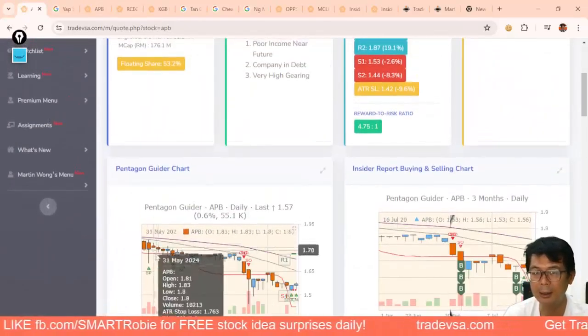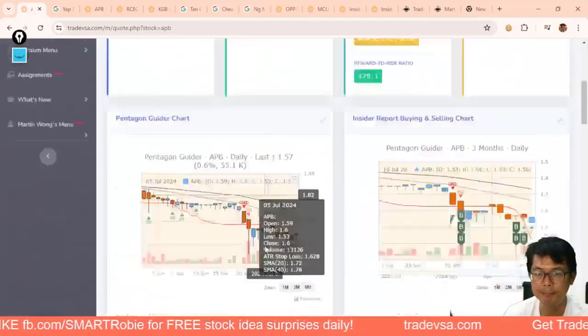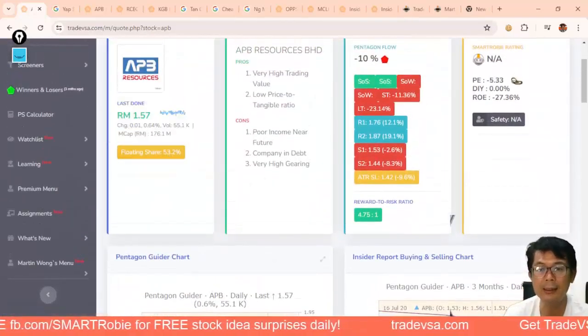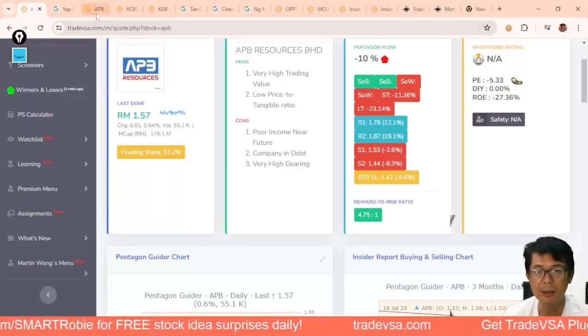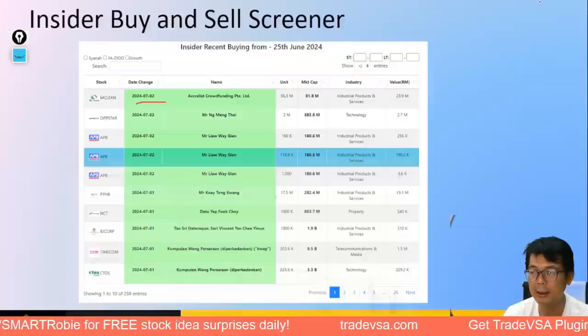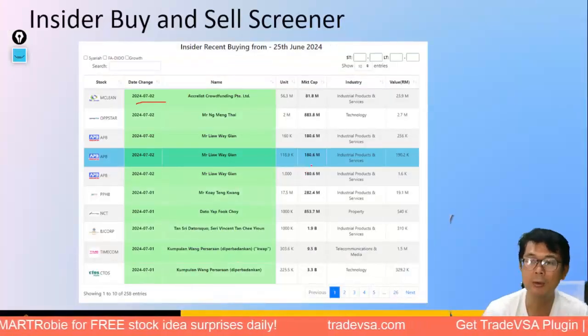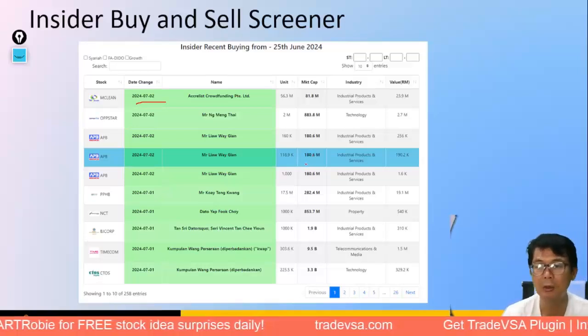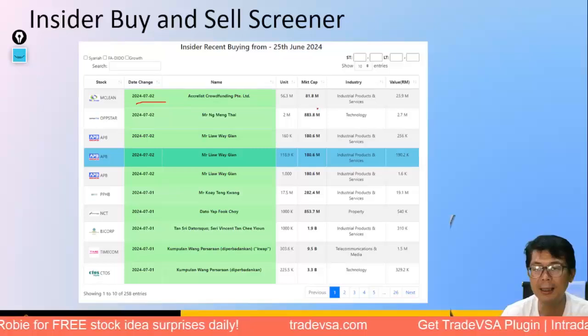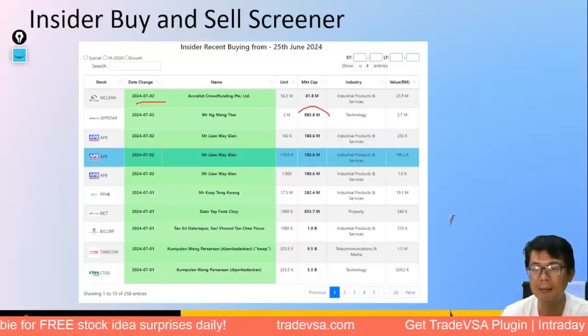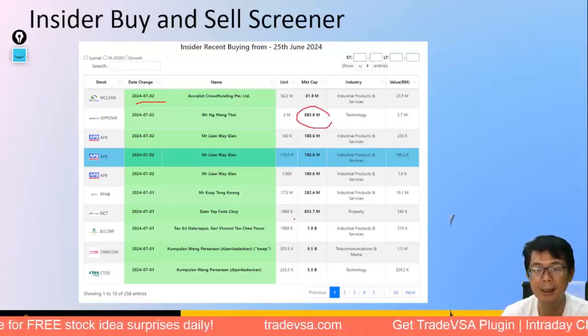But other than that, the company has been coming down from 180. Liquidity is kind of low. It's a very small cap stock, only 176 million here. So that's why you go over to the insider report. You want to see the market cap too. So market cap is 180, so it's very, very red, whereas Opstar here is slightly better, because it's 883 million.